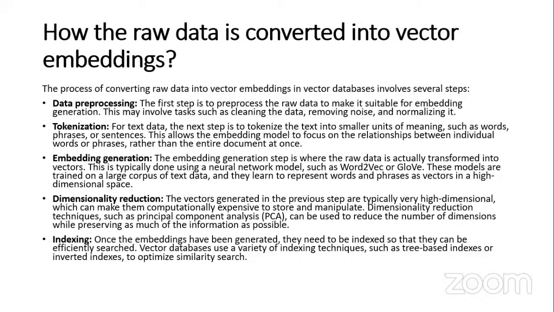So that's there. Then comes your indexing. Once the embeddings have been generated, they need to be indexed so they can be efficiently searched. Like I said, indexing will solve half your problem of data retrieval. It will directly impact the efficiency and performance, the speed. So that's the reason indexing was being taught. You can use tree-based indexes or inverted indexes to optimize similarity search. We have different indexes. So that's how it works, right? You can use indexing as well.